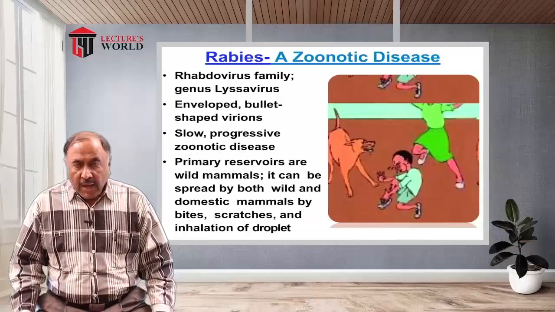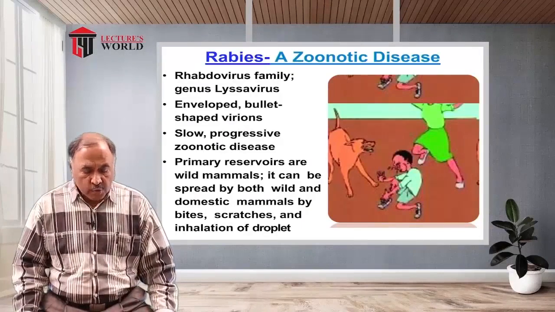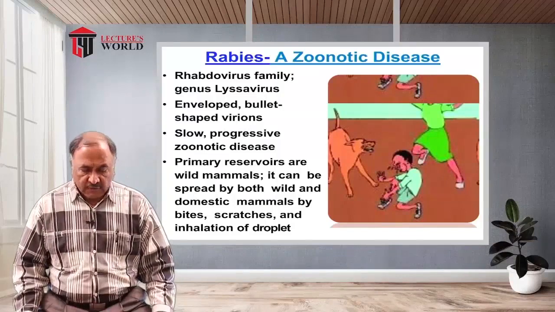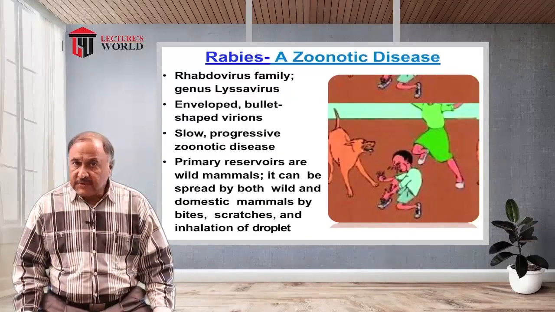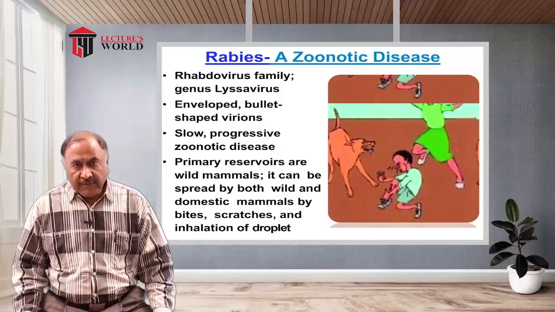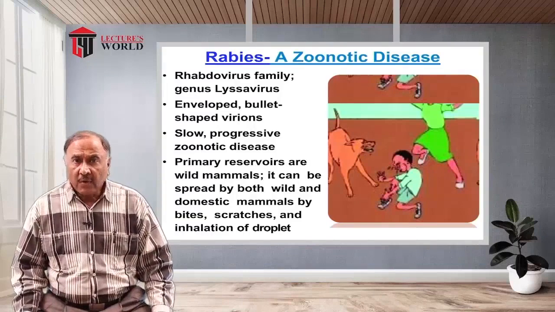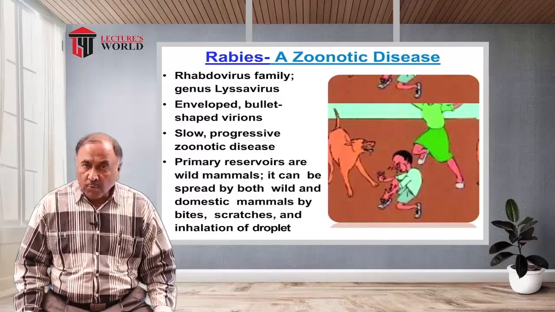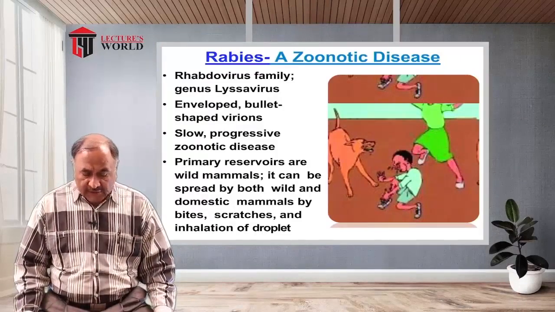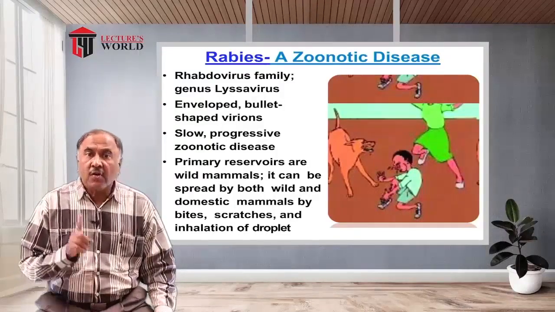Now, as I told you, it is a zoonotic disease caused by a virus belonging to the rhabdovirus family, and the genus is Lyssavirus. It is basically, as we will see in the structure in the following slide, an enveloped bullet-shaped virus. The disease is a slow progressive zoonotic disease, and the primary reservoirs are wild mammals. It can be spread by both wild as well as domestic mammals by bites, scratches, and inhalation of droplets.